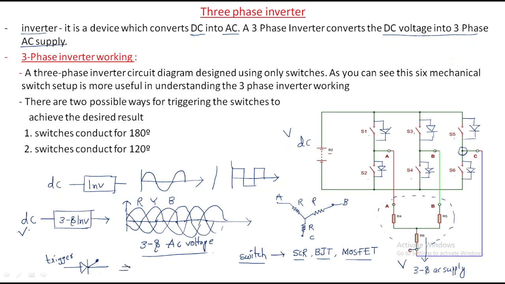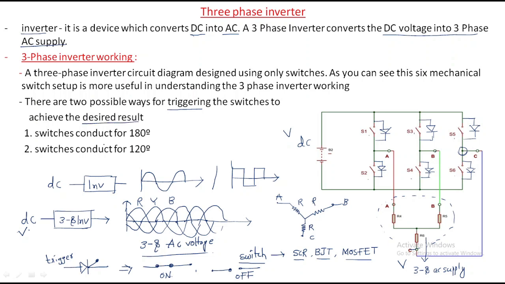Whenever it is on, it becomes a short circuit. Then it acts as an on switch. Otherwise, it acts as an off switch. Without triggering, it acts as an off switch. With triggering, it acts as an on switch. So by triggering the switches, we can get the desired results.